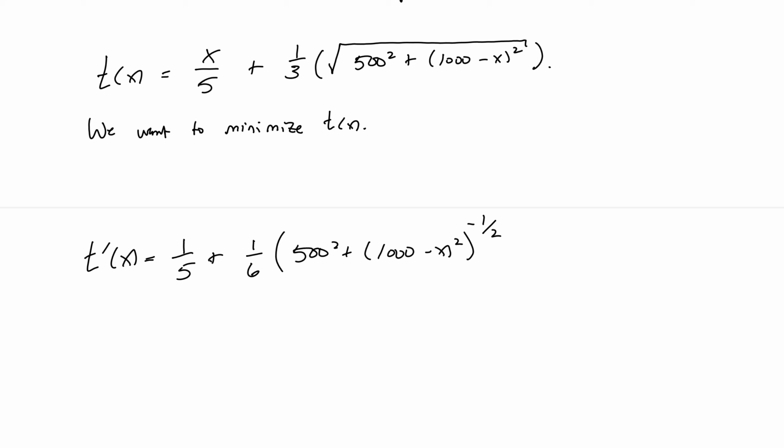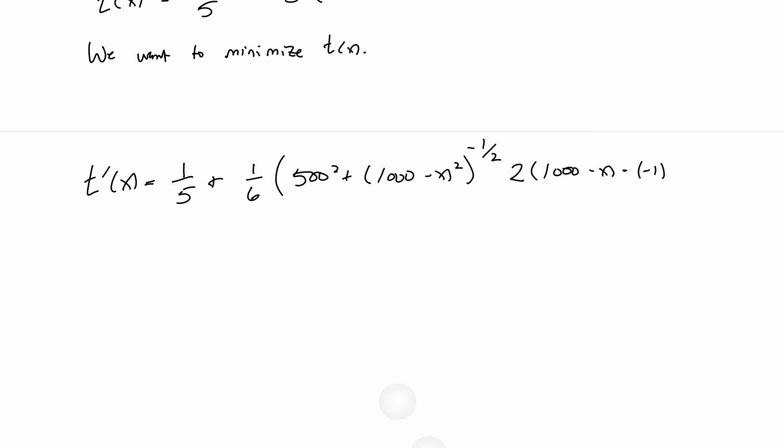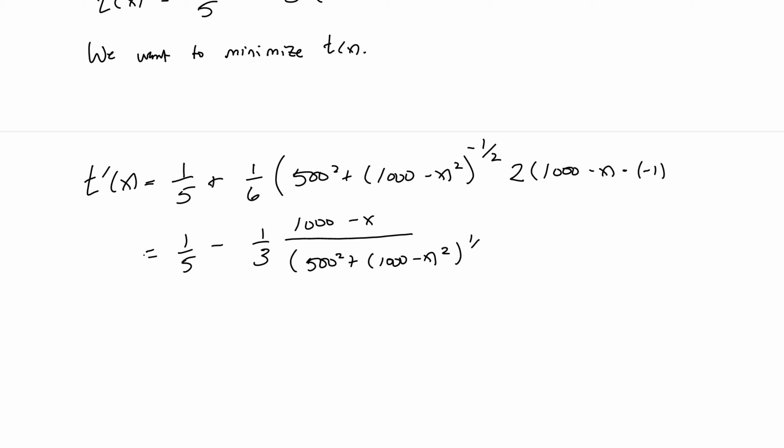And now I need to take the derivative of what's inside, which is going to be a 2 times 1,000 minus x, and then times the derivative of that, which is minus 1. So we can simplify this a bit. This 2 will cancel with the 1/6 to give me a 1/3, so I'll have 1/5, and I have that negative, so minus 1/3, and then I have a 1,000 minus x in the top, and then I have 500 squared plus 1,000 minus x squared to the 1/2 in the denominator.